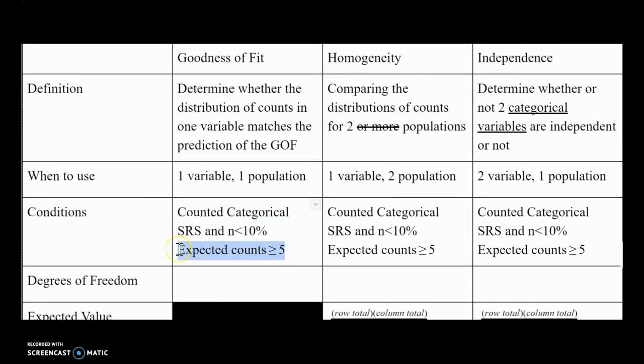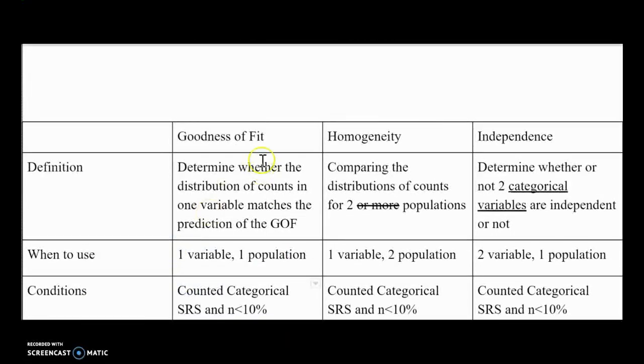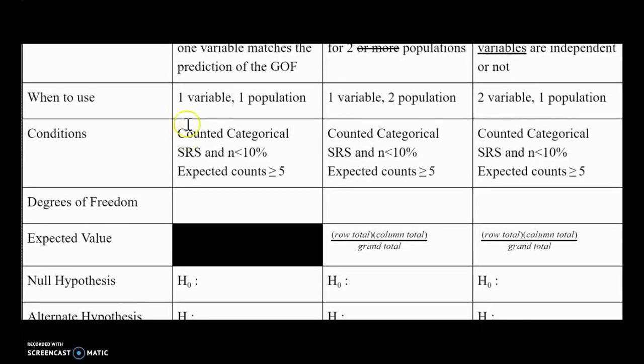Now expected counts are greater than or equal to 5. Again, what are expected counts? They will tell you the entire sample population or the entire sample size, and from there they will clearly indicate what the expected value would be for a question that contains a goodness of fit test. So that's nothing to worry about, but you just remember that it has to be greater than or equal to 5. Even if it's a decimal, even if it's 5.0001, it counts.